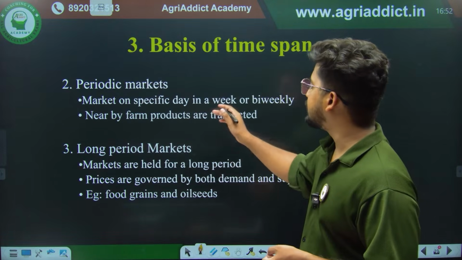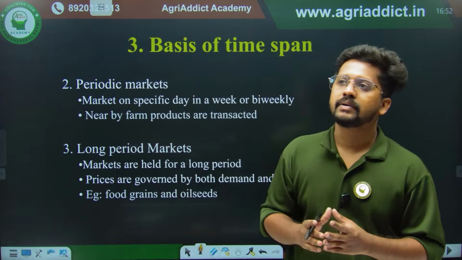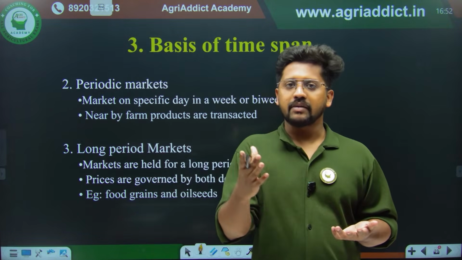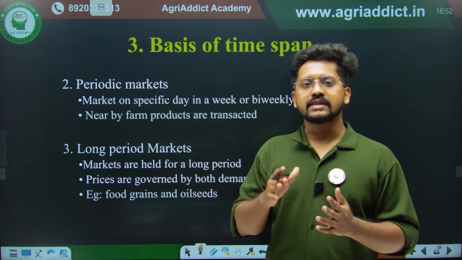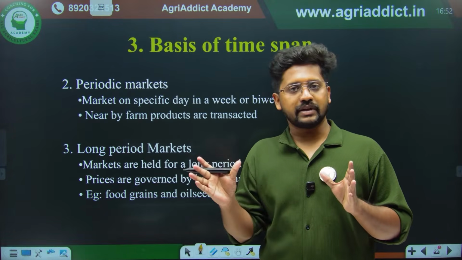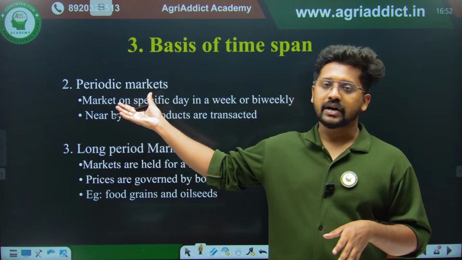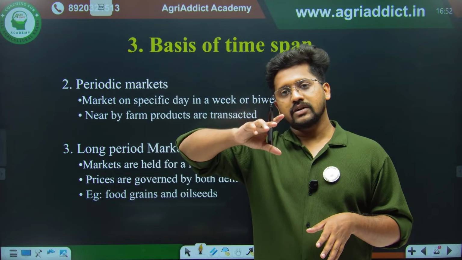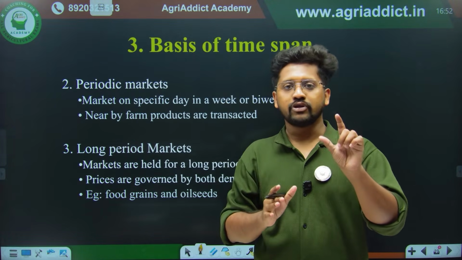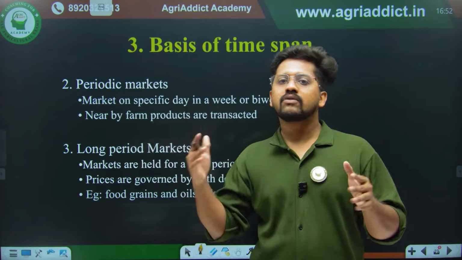A market on a specific day. For example, you would have heard of the Thursday market, Monday market, Friday market. Only on a single day that market will be there, and the rest of the week it will not be there. Such markets are known as periodic markets. So short period market is in a single day, a few hours. Periodic market is in a week, once or twice.